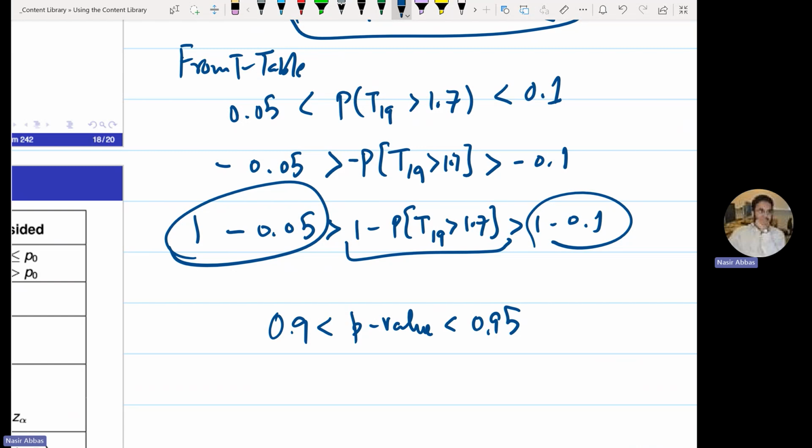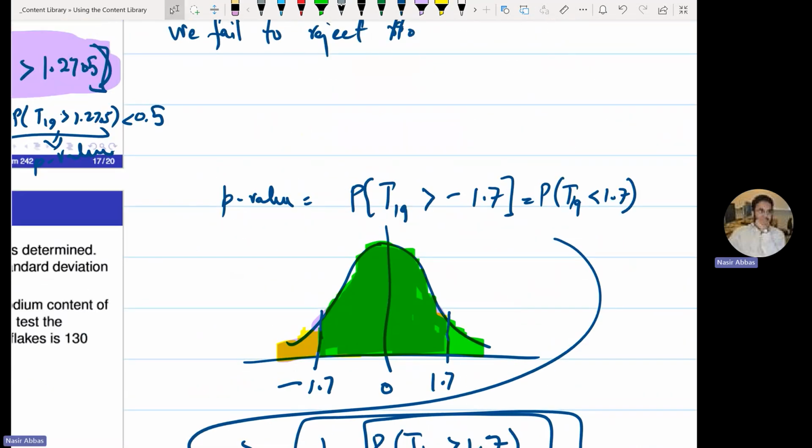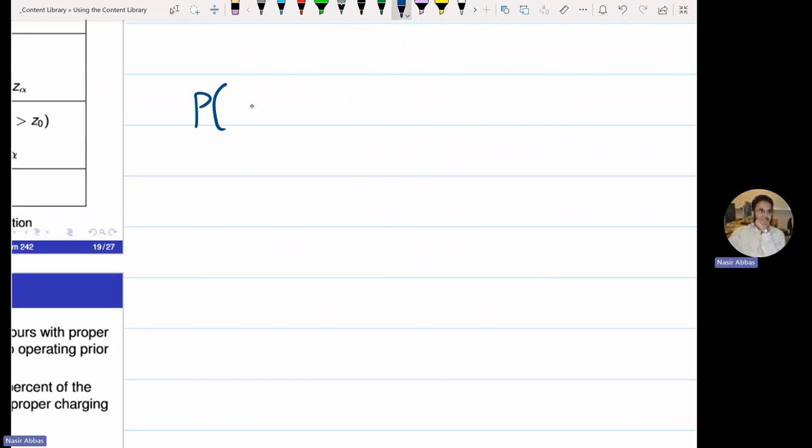To get rid of both of these problems, if the value is negative, use the symmetry. When you use the symmetry, you have to change the sign of the value and the inequality at the same time. According to the symmetry, probability of T less than A is equal to probability of T greater than minus A. This is the use of symmetry. Then after using symmetry, if you still think that the inequality is giving you trouble, use the complement rule to make it greater than.